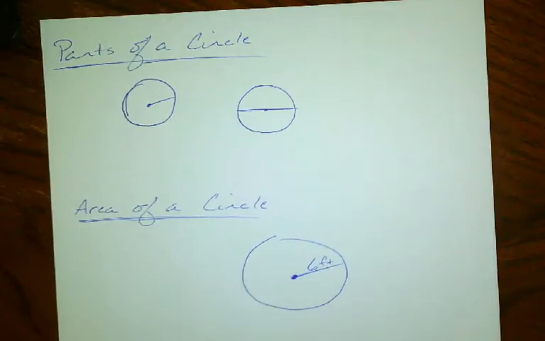7th graders. Today's lesson has to do with circles and how to find the area of a circle. Alright, so first thing we need to talk about are the different parts of a circle.